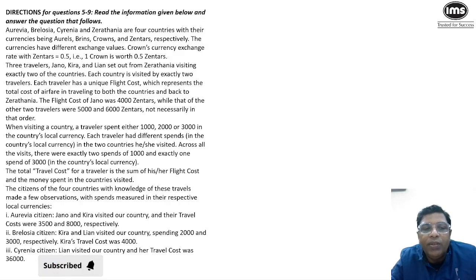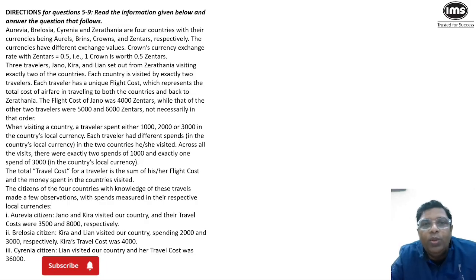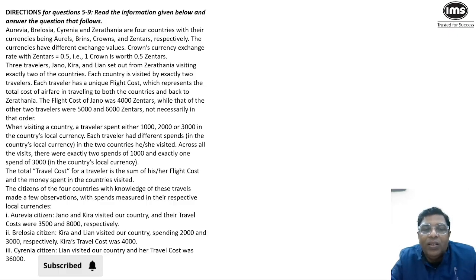Across all the visits, there were exactly two spends of 1000. The total number of visits will be 6, because each traveler is visiting two countries, which means there are 6 visits in total. Out of those 6 visits, there are two spends of 1000 and one spend of 3000. So the remaining 3 have to be spends of 2000.